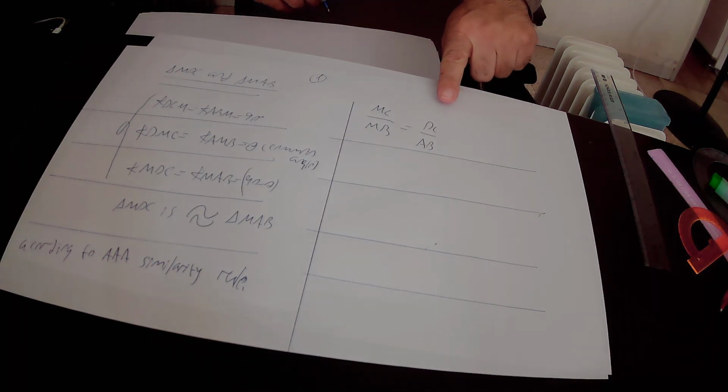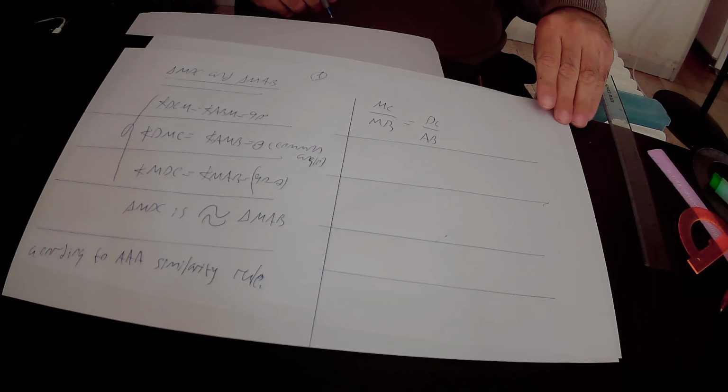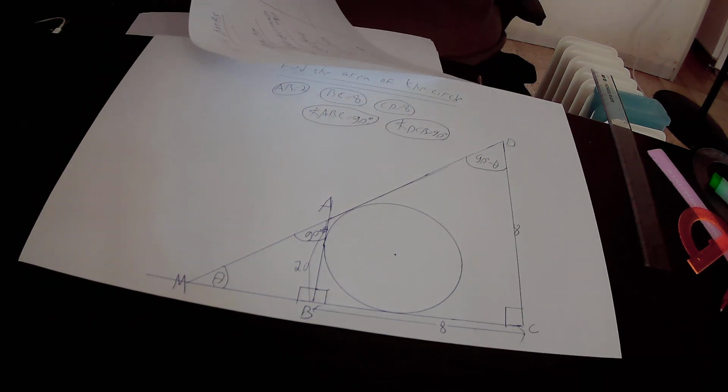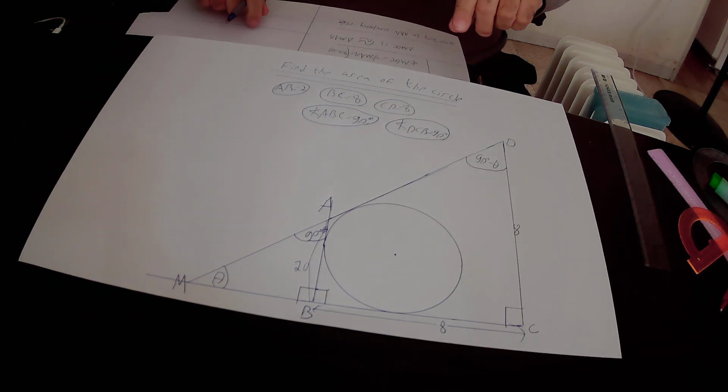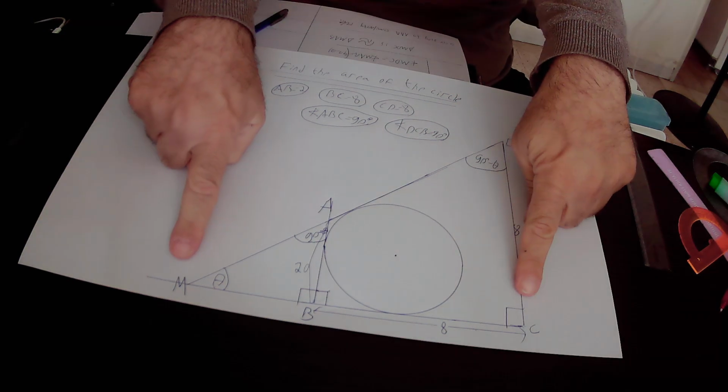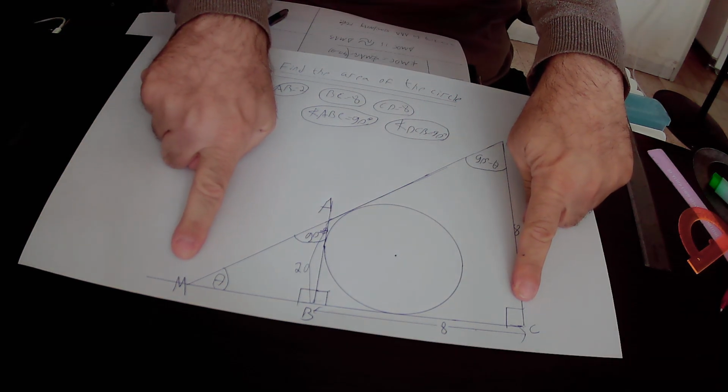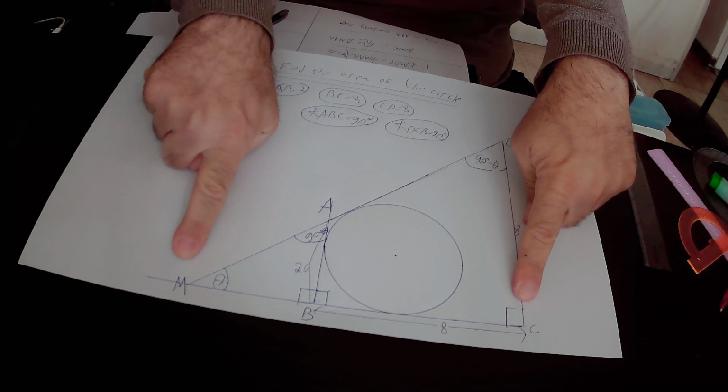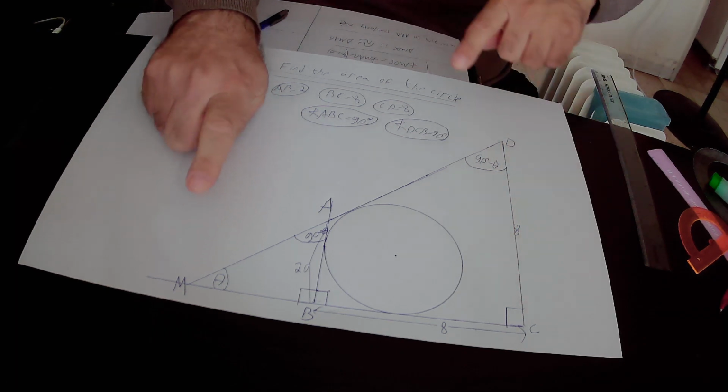MC over MB equals DC over AB. What is the length of MC? From the drawing it is very easy to see that MC equals MB plus BC. So I write it down.